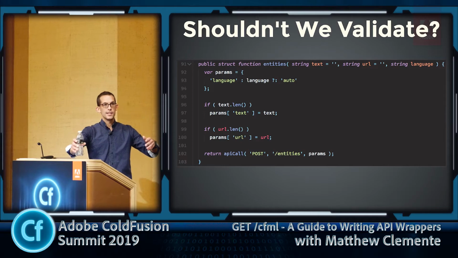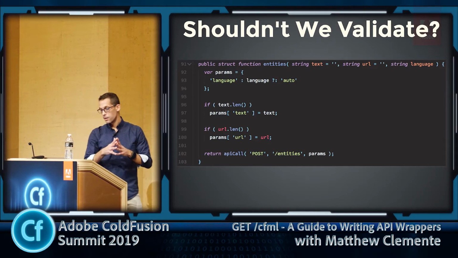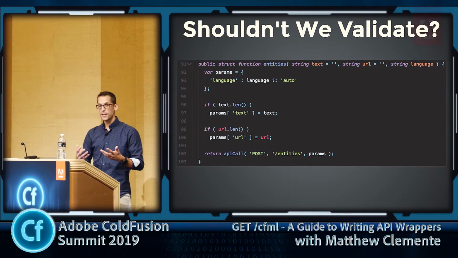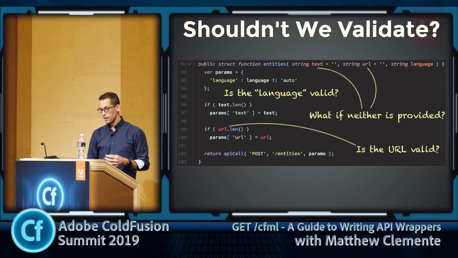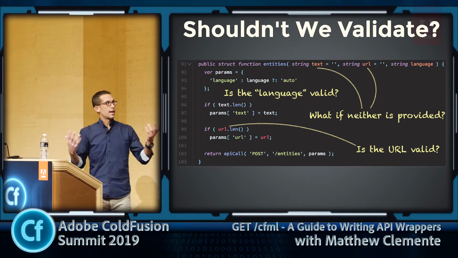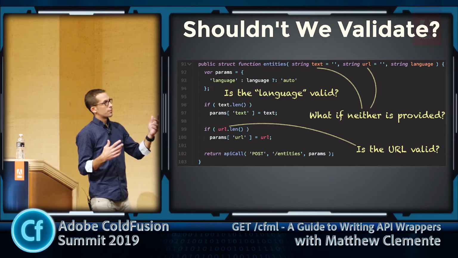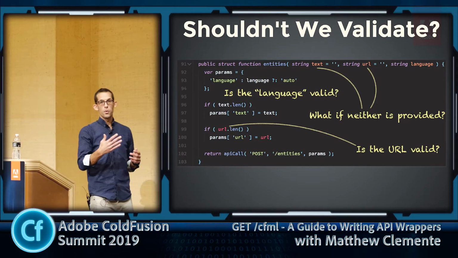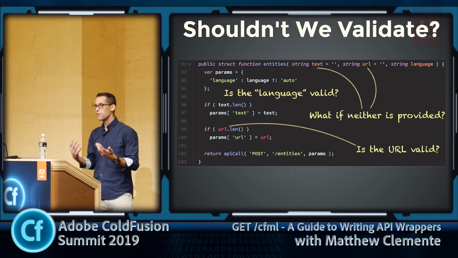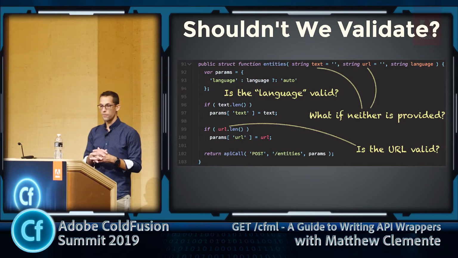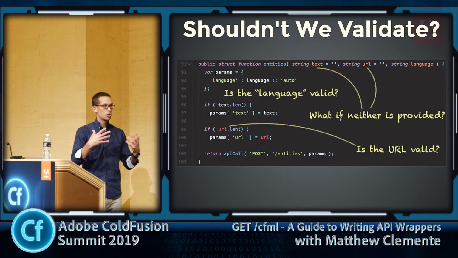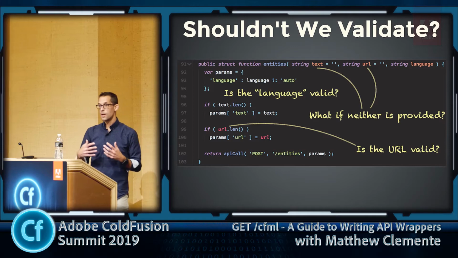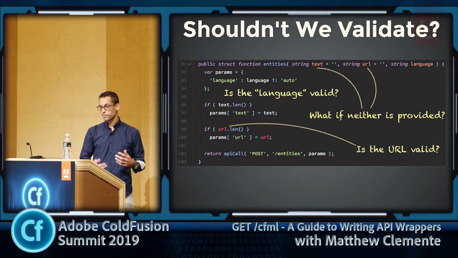I showed you that entities method in the component. When I look at this, my first thought is, oh, gross, that data needs to be validated. I mean, what if the language field that comes in is invalid? What if we have text there and we have URL? What if neither of them is provided, or what if both of them are provided? Like, what if the data here is not valid?